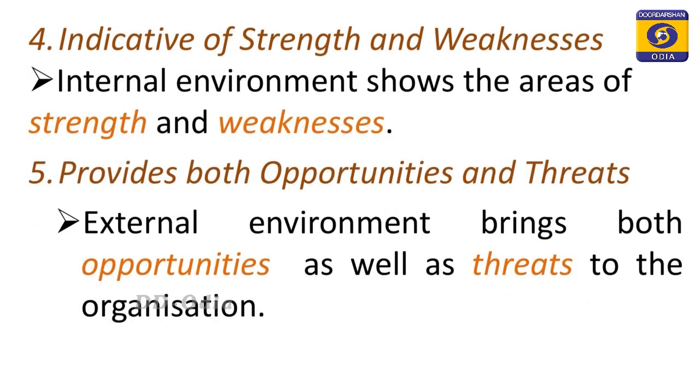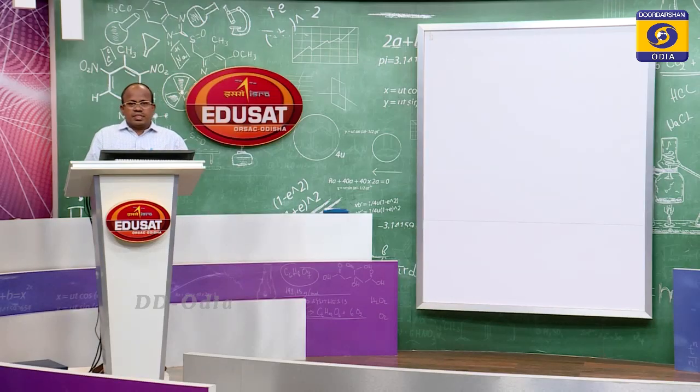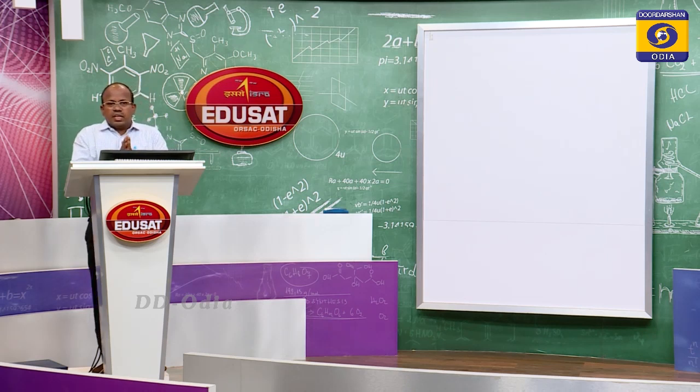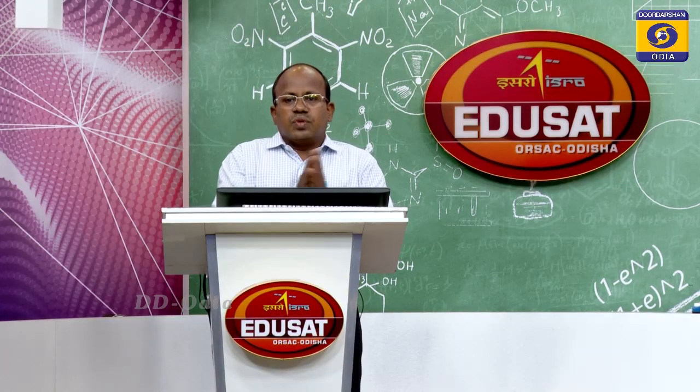Then number 4, indicative of strengths and weaknesses. The factors that constitute the internal environment indicate our strength, like our production capacity, our labor capacity, our availability of raw materials. Whereas certain other factors show our weaknesses. Suppose our production capacity is very low, we cannot meet the growing demand in the market unless we increase it. This is our weak point. Or we are financially not sound, we cannot invest much money in buying new machinery, so we cannot increase our production capacity. That is one of the examples of our weaknesses. So, the study of the internal environment shows us the strengths and weaknesses of our enterprise.